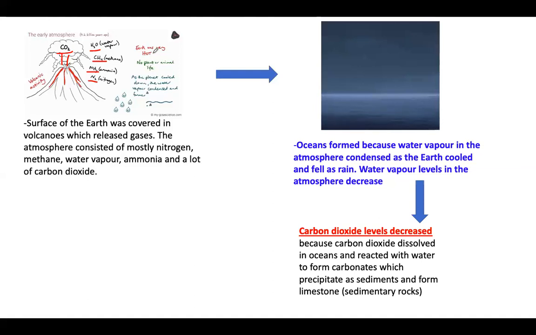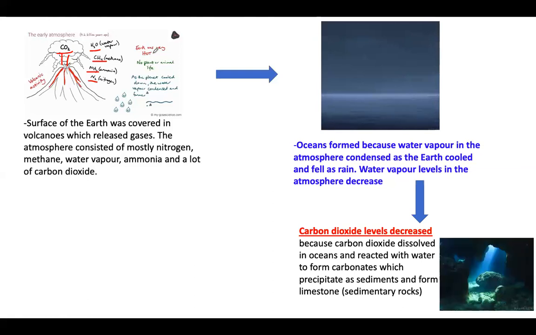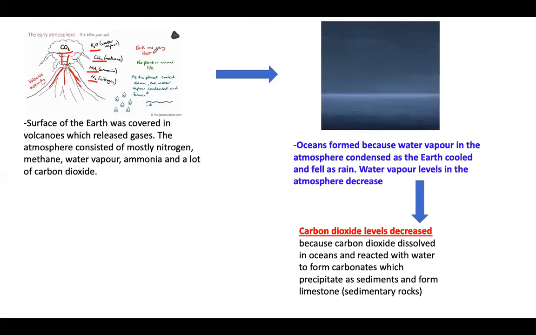That carbon dioxide reacted with the water to form carbonate compounds. And these precipitated and formed the sediments that are on the ocean floor, which are known as sedimentary rocks, and the specific type of rock is limestone. So the rocks on the ocean floor are mostly made up of limestone, and that comes from the carbonates, which comes from the carbon dioxide which dissolved in the oceans.